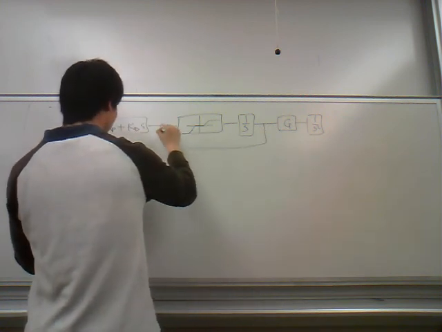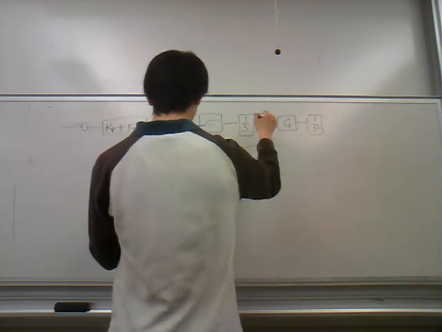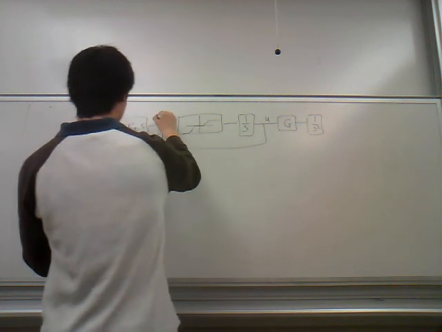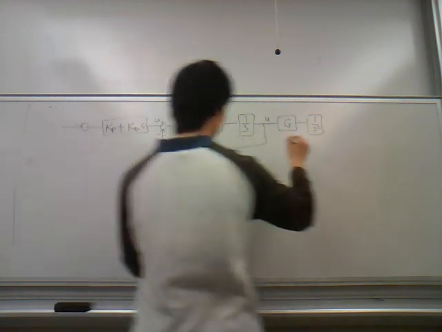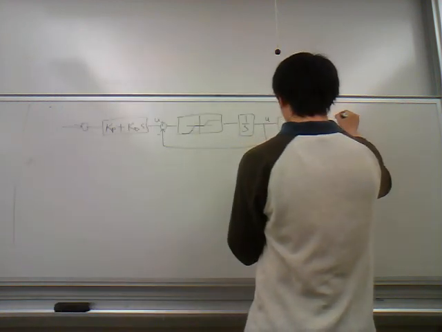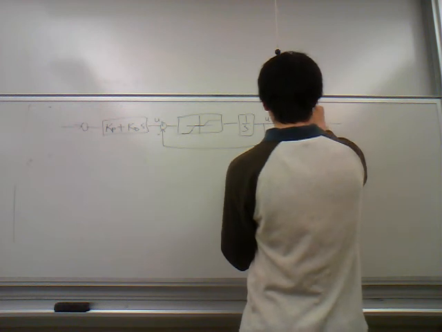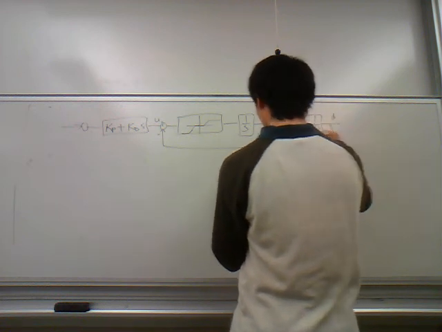It's got this inner loop, and it's got, this is U, this is AC, and this is D.